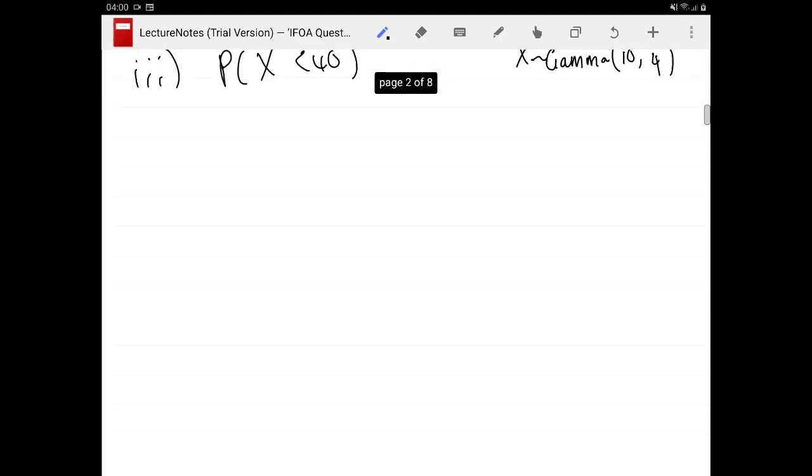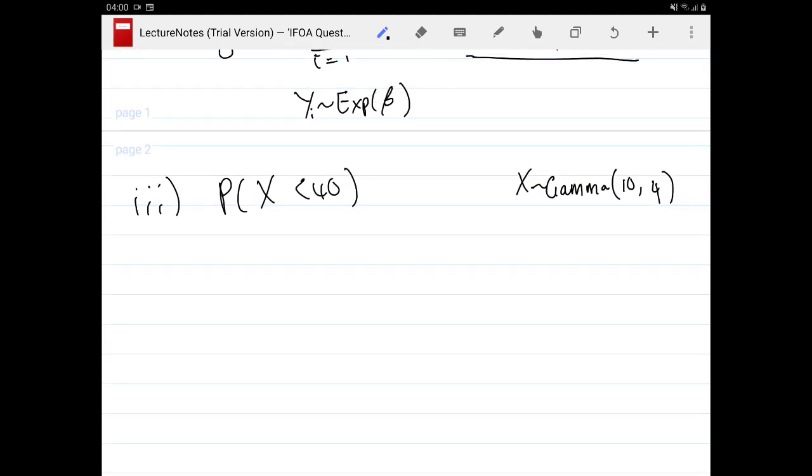So this particular question, the actual probability requires that you have a table with gamma distributions. Alternatively, you can standardize your gamma distribution to make it a chi-squared, where you take 2 beta x, and that will be a chi-squared with 20 degrees of freedom, if I'm not mistaken. So you could try and find the probability that 2bx is less than 2b times 40, which you could possibly do in your chi-squared tables.